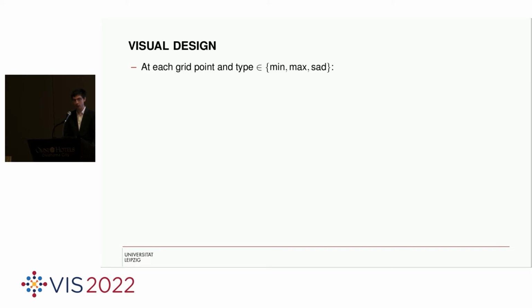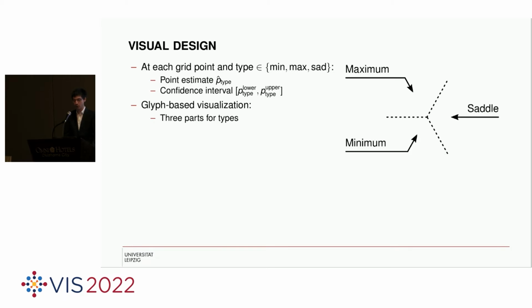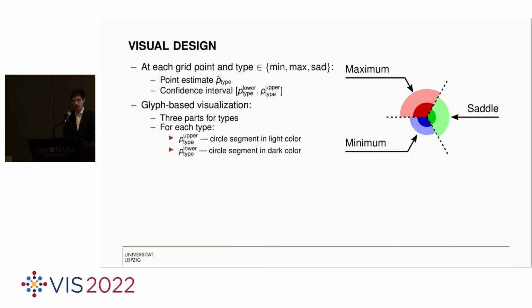At each grid point and for each of those three types, we therefore have the point estimate and the confidence interval for the occurrence probability. This totals in 9 values at each grid point. To visualize all of them, we propose the following glyph-based approach. First, we partition the glyphs into 3 regions spanning the same angle. Then, for each type, we plot circle segments with areas proportional to the upper boundary of the confidence interval in light colors. On top, we plot circle segments with areas proportional to the lower boundaries in darker shades of the same colors. Finally, we draw a black arc with enclosing area proportional to the point estimate.